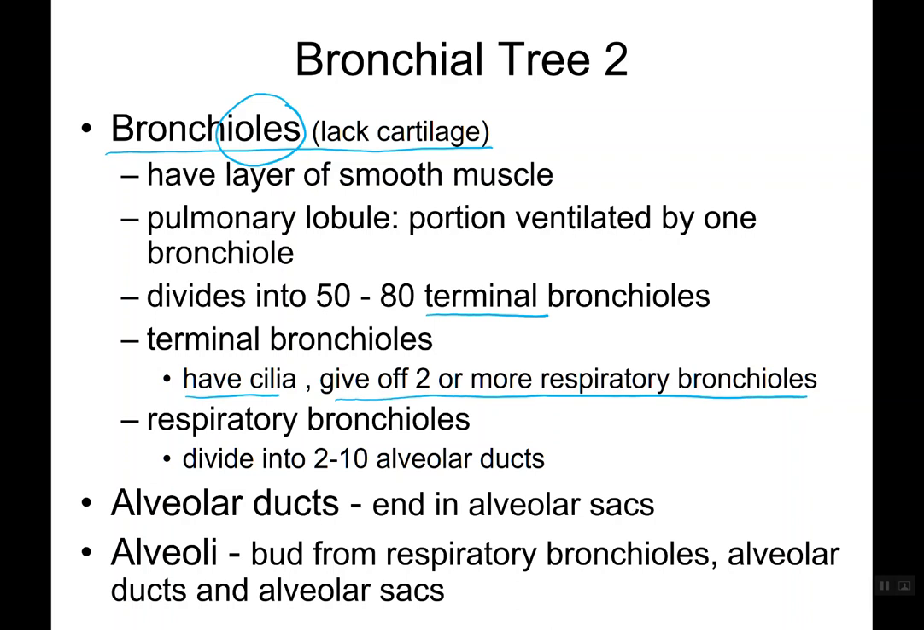So how can something be a respiratory bronchiole? How can it be both a bronchiole and contribute to gas exchange? Well, these little guys have alveoli hanging off of them. So they divide into alveolar ducts. Alveolar ducts end in alveolar sacs, and alveoli bud from the respiratory bronchioles, alveolar ducts, and alveolar sacs.